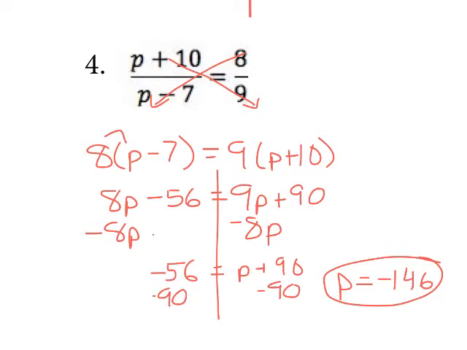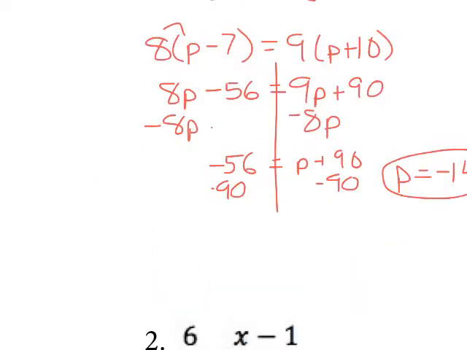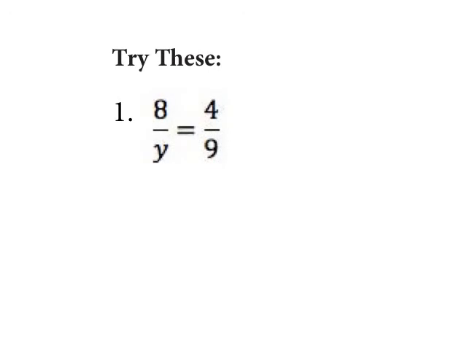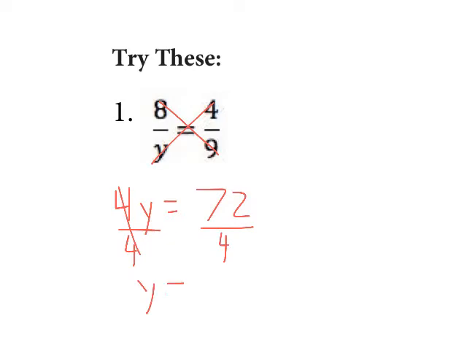Okay, any questions on those two? Those were probably the tougher of the four that I asked you to do. The two try these are actually a little bit easier, right? Because there aren't variables on both sides. So let's do this one really quick. We have 4y equals 8 times 9 is 72. Divide by 4. And y is 18.